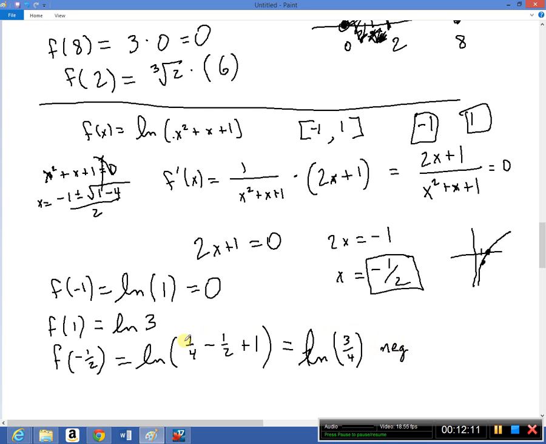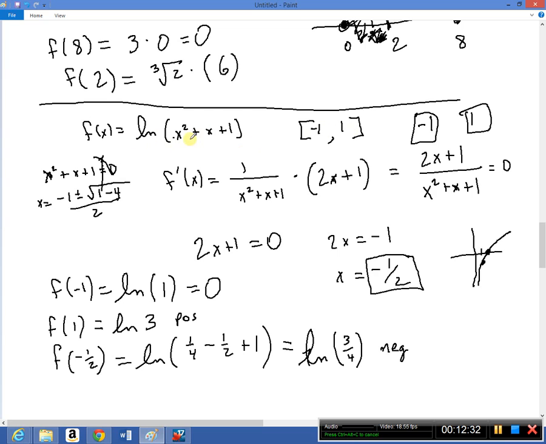f of 1 is the log of 3. This is going to be a positive number. And f of negative 1 is 0. So these are my only critical points: negative 1, 1, and negative a half. Nothing else strange is happening on this interval.